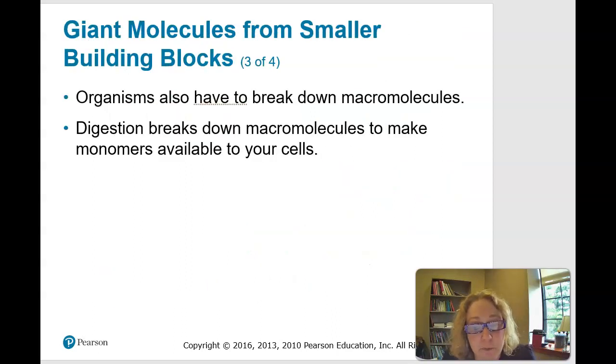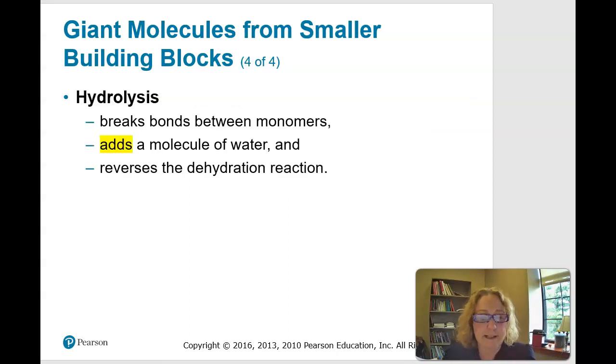The organisms obviously have to break down macromolecules back into monomers. Digestion does this. This is you break down meat and spaghetti and sugar in your stomach. So your digestion breaks down macromolecules to make monomers available again for your cells. What does this? Hydrolysis. This adds a water. You're going to put the water back together, and you're going to break that bond. It's the reverse of a dehydration reaction.